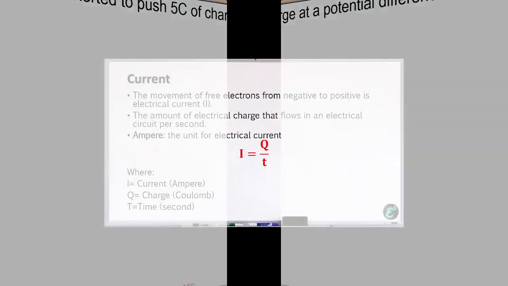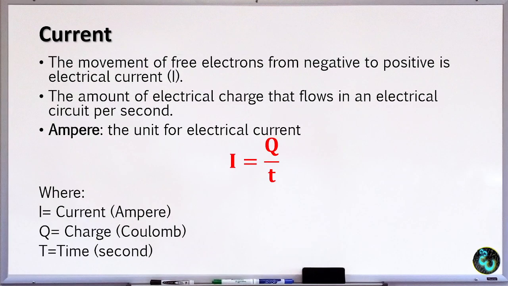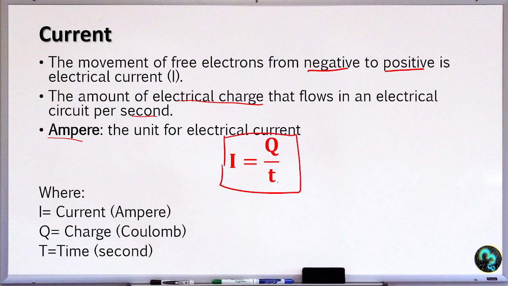Okay. Next, we have current. Current is the movement of free electrons. The flow is again from negative to positive. This is also the amount of electrical charge that flows in an electrical circuit per second. So the unit for current is amperes, and it is also given in the formula: I is equal to Q over T. So your I is current with the unit amperes. Q is the charge, which we have seen earlier. The unit for charge is coulomb. And your T is time, and the unit must be in seconds.